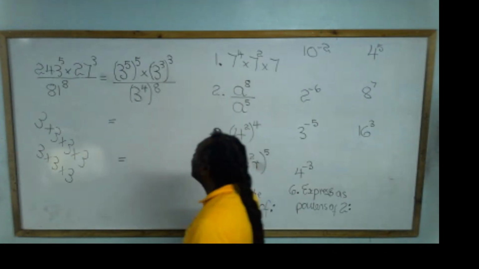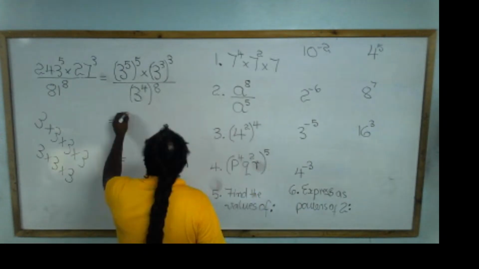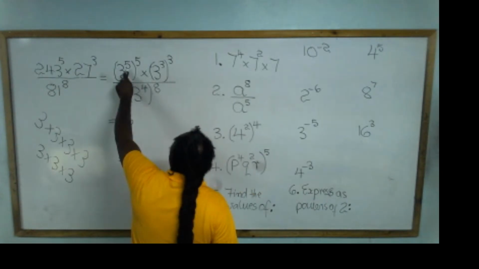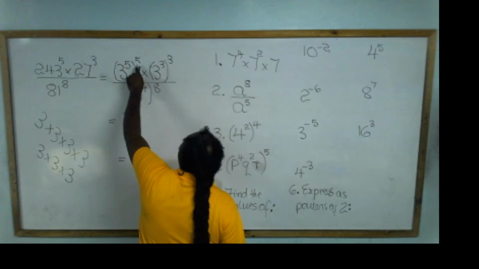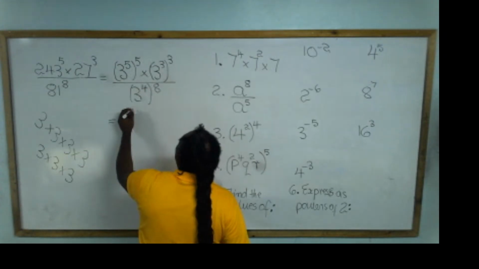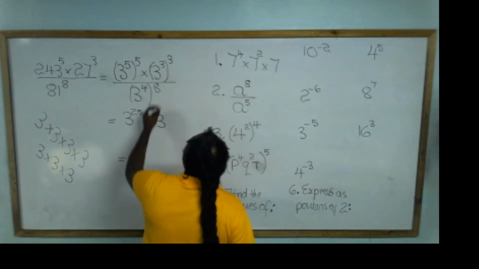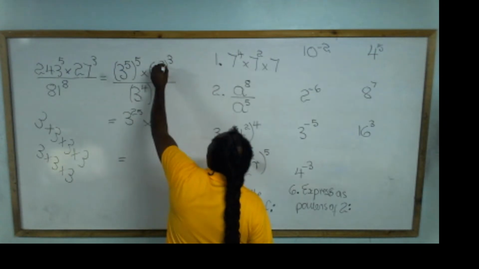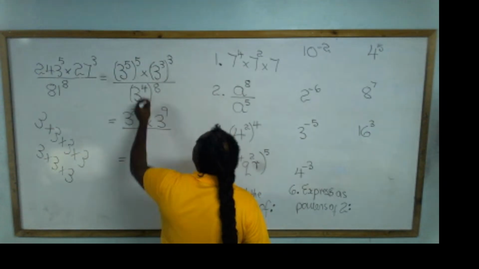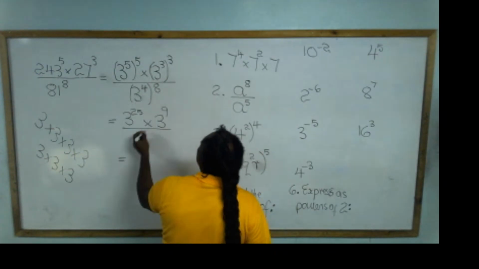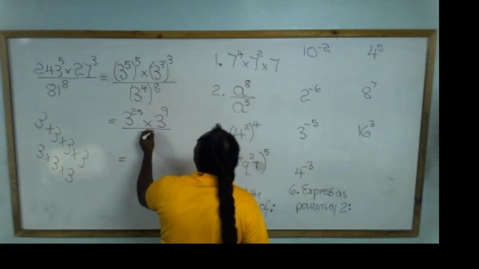Now the rule says that whenever we have a number with a power that is raised to another power, we multiply the indices. So 5 times 5 is 25, and then you go again, the power, you multiply the powers. 3 times 3, that's 9. Then you multiply the powers again. 4 times 8, that's 32. 3 to the power of 32.